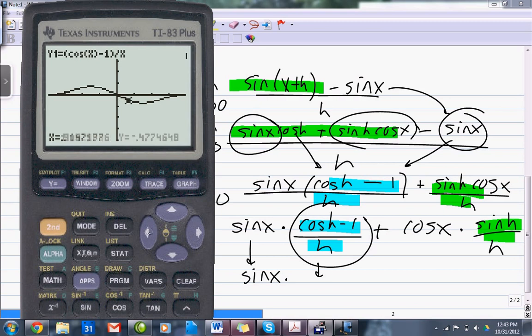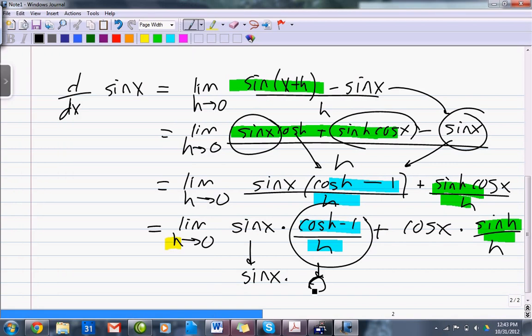We're going to go to the right of 0, and it looks like we're also heading to 0. And so, in fact, that limit is indeed 0. So I've evaluated the limit as h goes to 0 of cosine h minus 1 all over h. I'm going to do the same thing over here. The cosine of x doesn't have any h in it, so it's irrelevant.